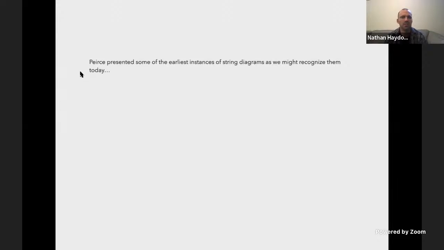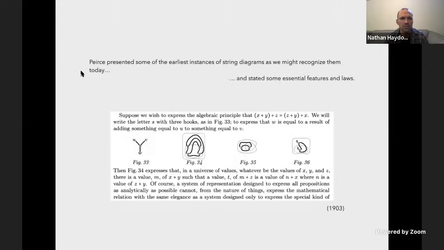Well, Peirce presented some of the earliest instances of string diagrams as we might recognize them today, and stated some essential features and laws. So here's an example of the associativity of addition. He suggests that we take S here as a node for sum, taking input values U and V, and the output W is the addition here. And if we squint, we can see that this center left graph is the associative operation, right?